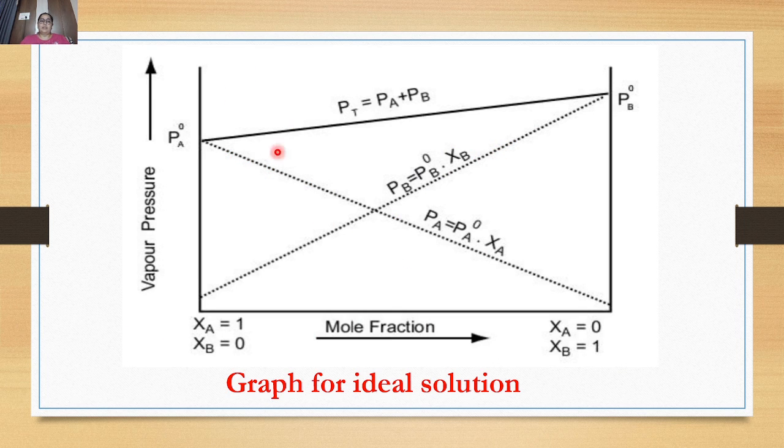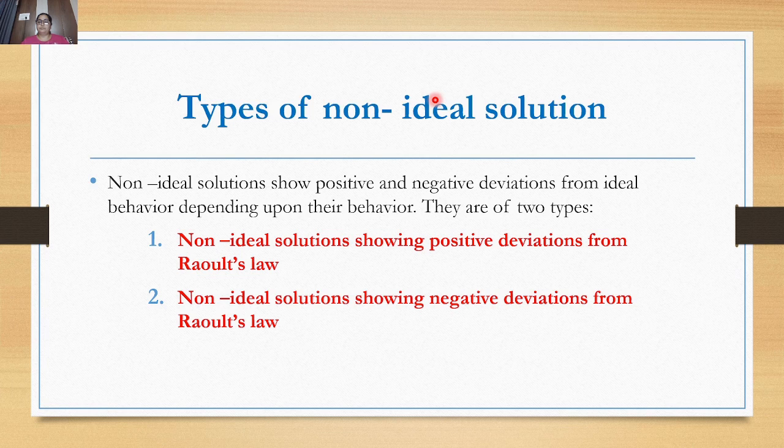So this is the graph for ideal solution, and when the mole fraction of A was 1, then the mole fraction of B was 0, and then the vapor pressure was P naught A. So here it is obeying Raoult's law, and gradually when the XB was 1 and XA was 0, then the vapor pressure was P naught B, and total vapor pressure is PA plus PB.